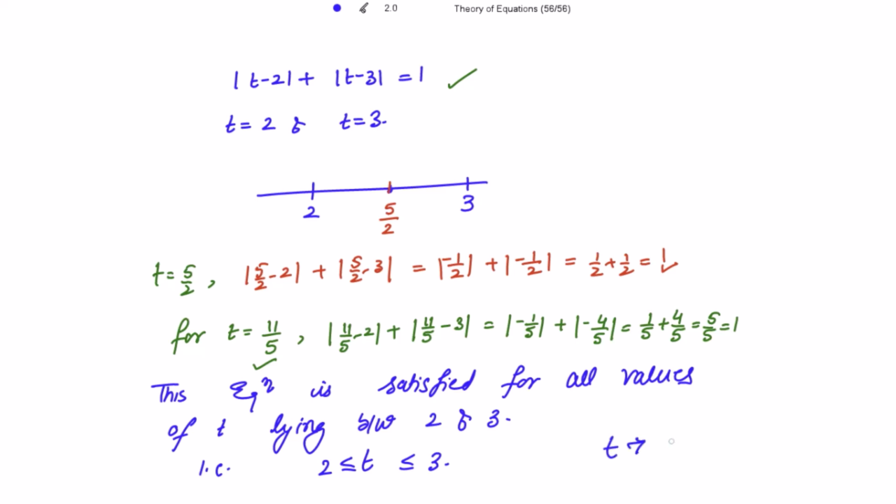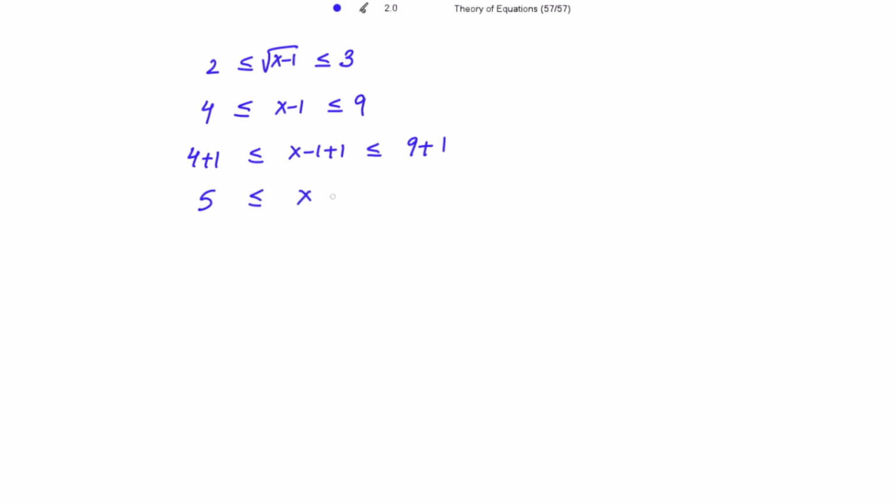What we have taken t to be is the square root of x minus 1. So which means the square root of x minus 1 is greater than or equal to 2 and less than or equal to 3. Squaring, we get 4 less than or equal to x minus 1 less than or equal to 9. Adding 1 all over, we get 4 plus 1 less than or equal to x minus 1 plus 1 less than or equal to 9 plus 1. So 5 is less than or equal to x less than or equal to 10. Which means we are getting the solutions of x to be between 5 and 10.